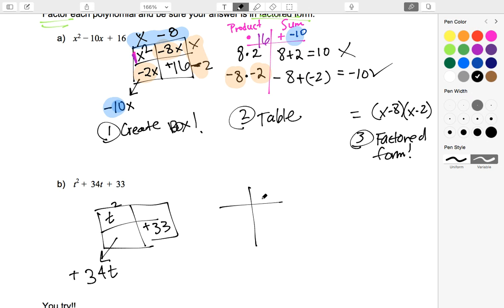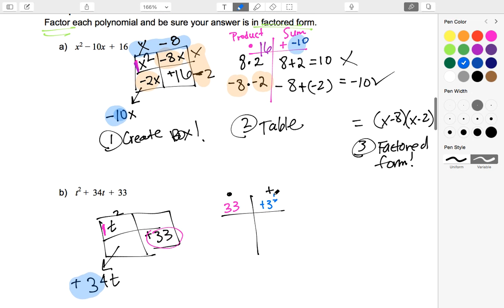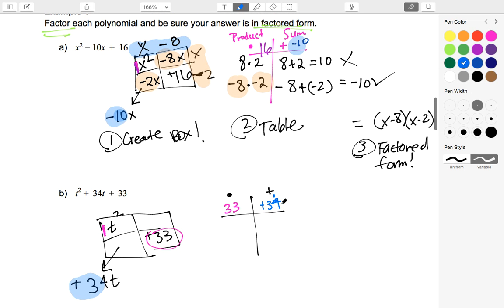So I'm going to create my product and sum chart. Remembering that I'm going to multiply the leading coefficient, which is 1, 1 times positive 33 is just 33. And then I need to find what number it adds up to. I know it needs to add up to positive 34.